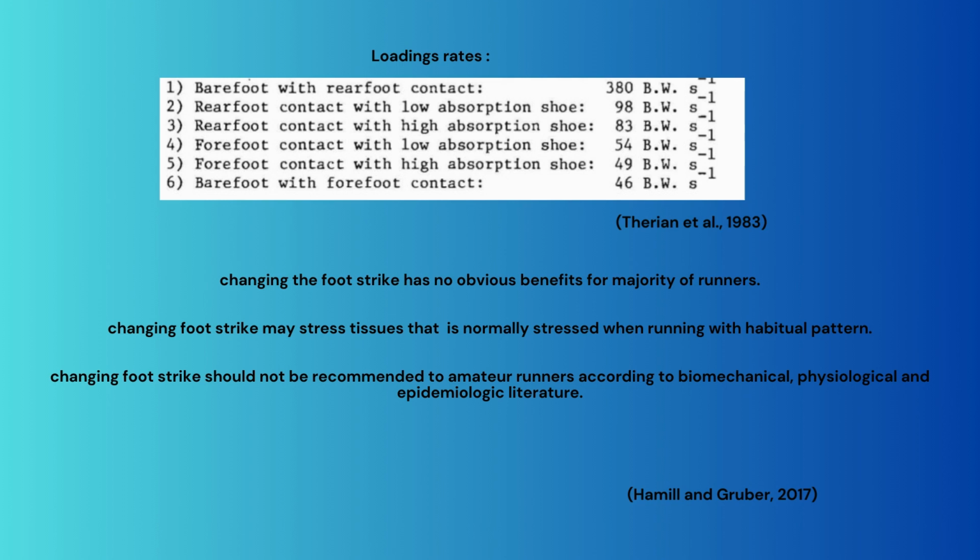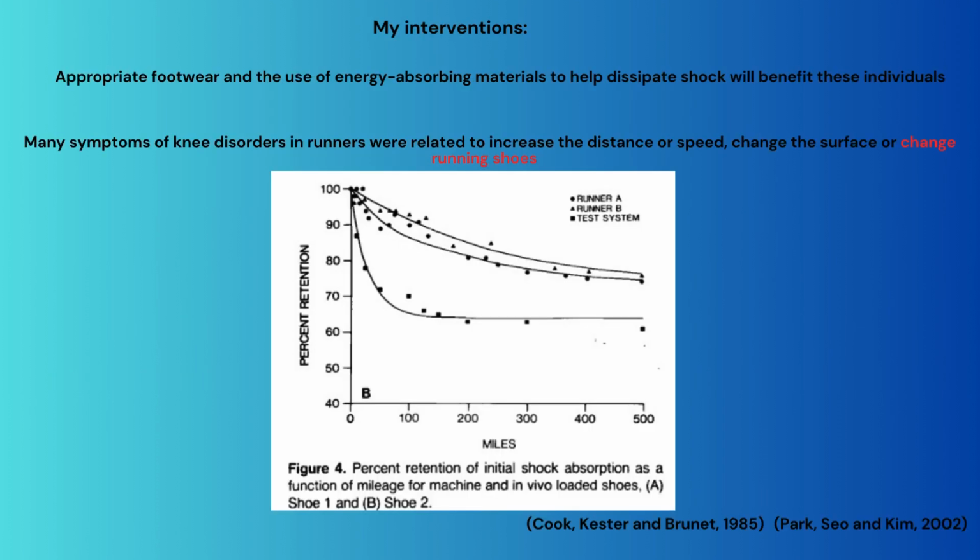Moving on to Hamill and Gruber: changing the foot strike has no obvious benefits for the majority of runners, and changing the foot strike might stress tissues that are not normally stressed when running with a habitual pattern. Also, changing foot strike should not be recommended to amateur runners according to biomechanical, physiological, and epidemiological literature. So my intervention is not going to change Yusuf's foot strike, but instead it is going to be about the shoes. So this is my intervention.